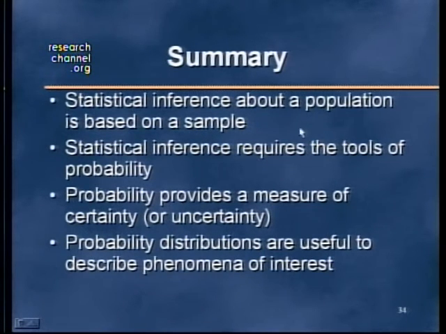So just in summary, we've talked about the fact that we've used probability to build up our tools for statistical inferences about a population based on a sample. Probability provides us with this measure of certainty or uncertainty that's going to allow us to either support or refute hypotheses. And although we laid the framework for probability and probability concepts, we've also set the stage for probability distributions, such as the normal one, that will allow us to describe phenomena of interest to us in answering scientific questions.